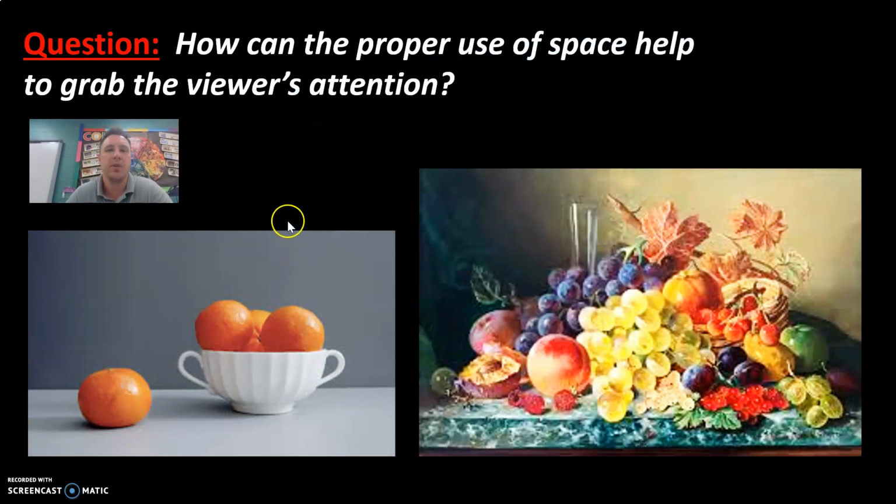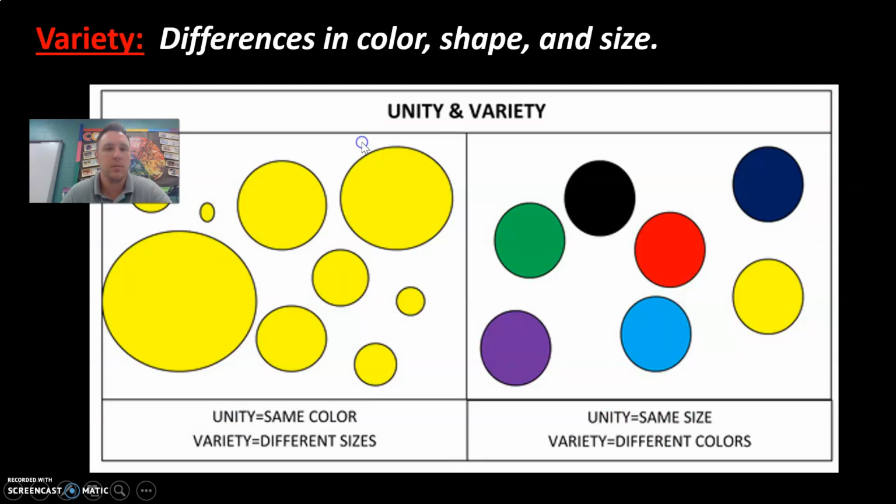How can the proper use of space help grab the viewer's attention? If you compare this image on the left of these oranges to the right, the image on the right is far more engaging and grabs my attention far more because the space is so condensed, so filled up with all these objects that it makes me want to look at it. There's just so much going on. Whereas in the orange picture, there's all this empty negative space, which doesn't really grab my attention.